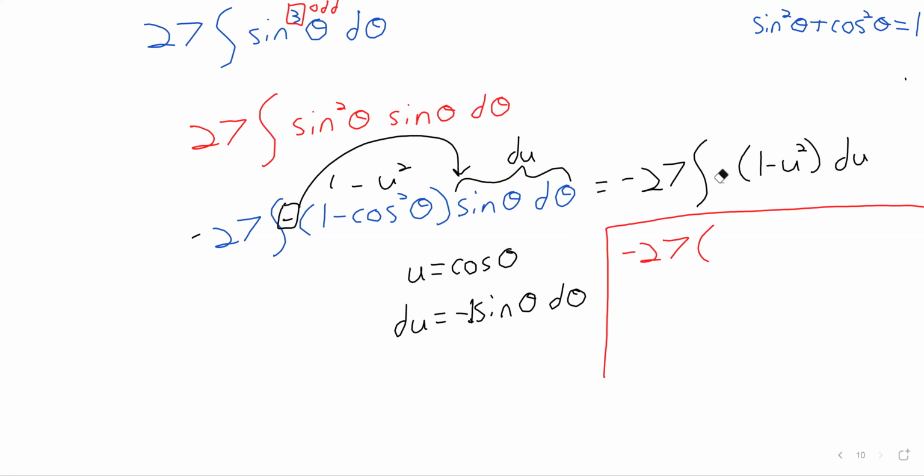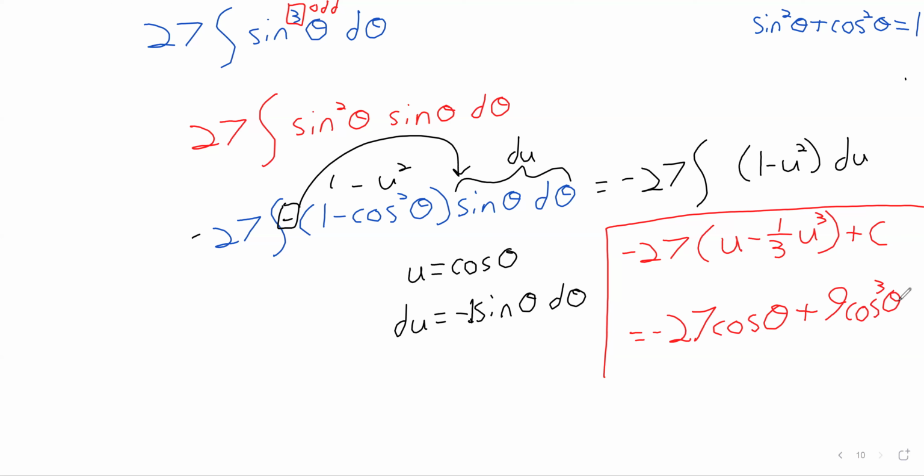But we're coming to the end of it. U minus 1/3 U cubed plus C. So the cosine of theta plus, let's see, that's 9, the cosine cubed of theta plus C.